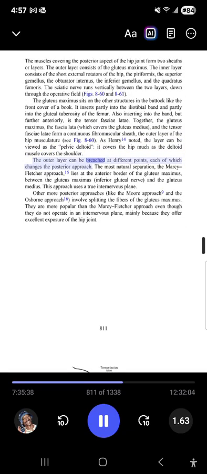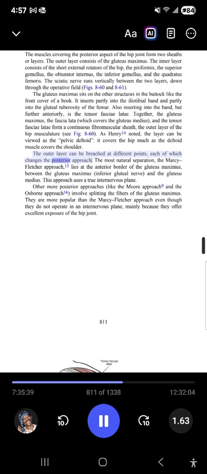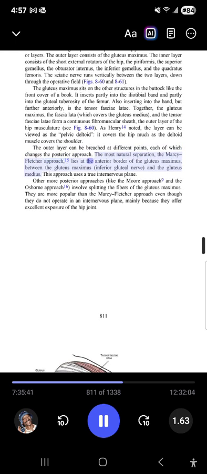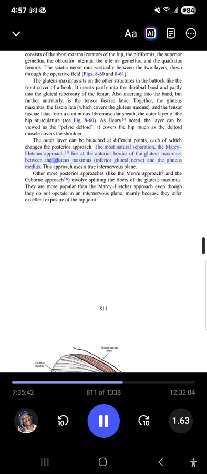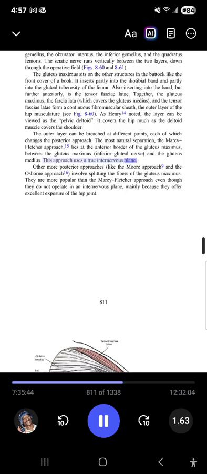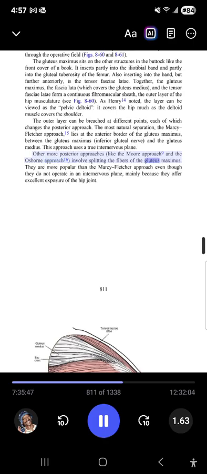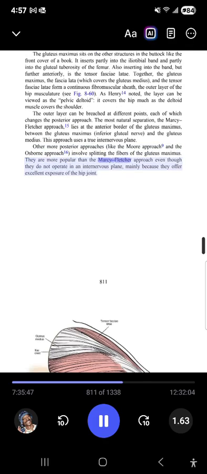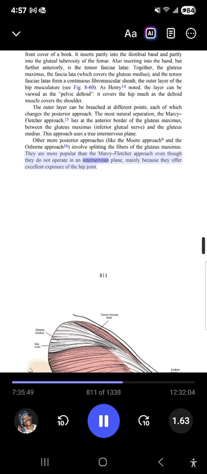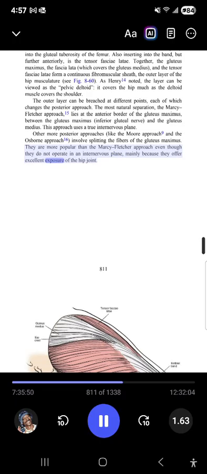The outer layer can be breached at different points, each of which changes the posterior approach. The most natural separation, the Morrissey-Fletcher approach, lies at the anterior border of the gluteus maximus, between the gluteus maximus inferior gluteal nerve and the gluteus medius. This approach uses a true internervous plane. Other more posterior approaches like the Moore approach and the Osborne approach involve splitting the fibers of the gluteus maximus. They are more popular than the Morrissey-Fletcher approach even though they do not operate in an internervous plane, mainly because they offer excellent exposure of the hip joint.